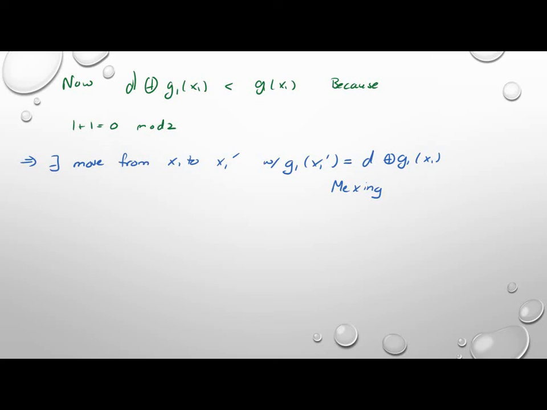So there's a move from x1 to another vertex where that g1 of x1 prime has to actually be equal to this thing. Well, that's because of mexing, right? This thing was a mex function. So the only way that you can get this to happen means that there was something in there that you moved to that had that value.